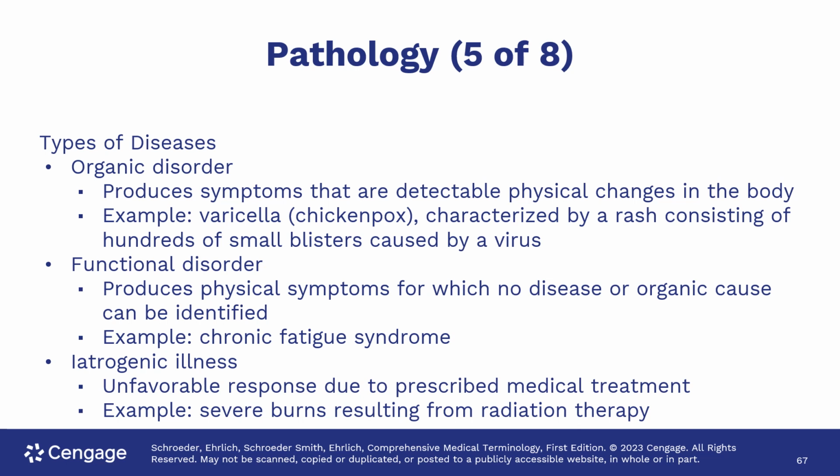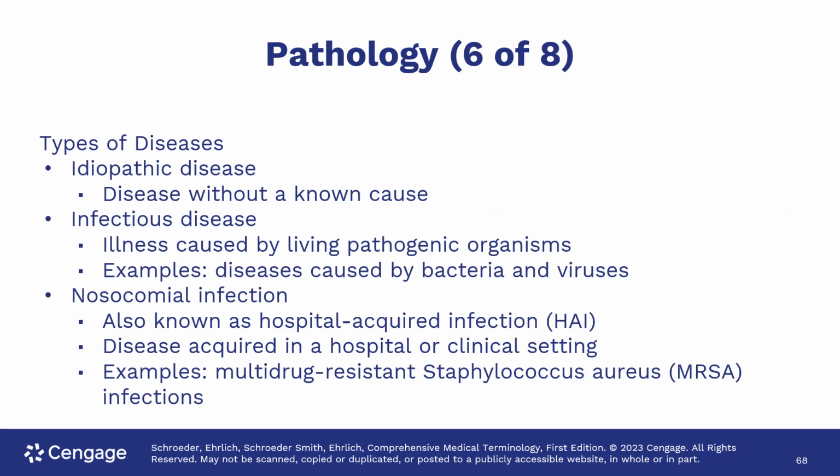Types of diseases are organic, that produce physical changes in the body, like chickenpox. Functional, that produces symptoms that cannot be related to a disease, i.e. chronic fatigue syndrome. Iatrogenic is a condition that occurs as a result of medical treatment, like burns with radiation therapy. Idiopathic is a disease without a known cause. Infectious is caused by a pathogen. And nosocomial is an infection that you acquire while in the hospital, like MRSA.